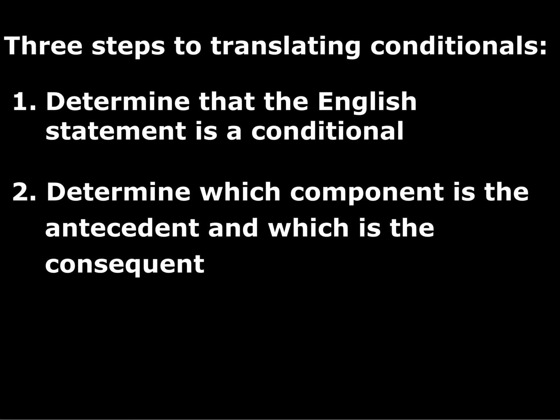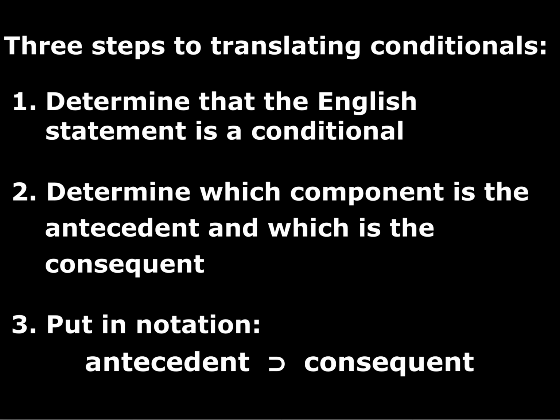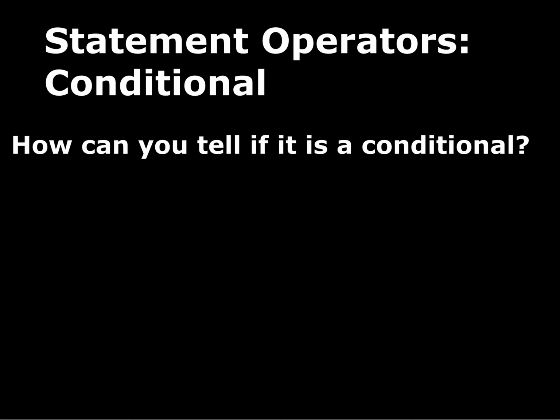But in any case, after you've figured out that the English statement is a conditional, you have to determine which of the components is the antecedent and which is the consequent. Then once you've figured that out, in our formal notation, we'll put the antecedent on the left, then horseshoe, then the consequent on the right. So these are the steps to go through for translating a conditional. So let's look at step 1. How do we know that we're dealing with a conditional?